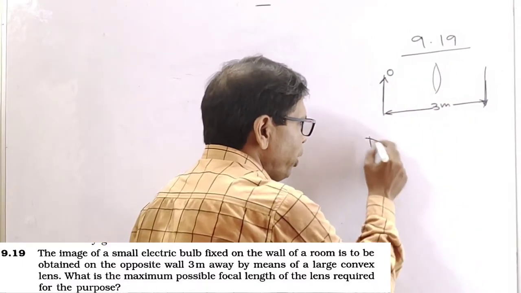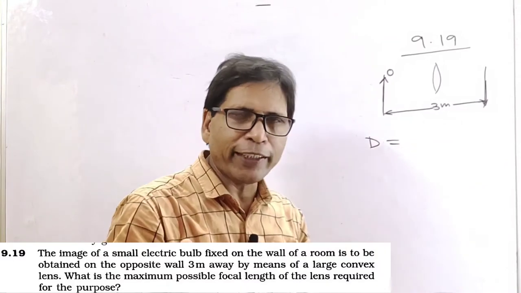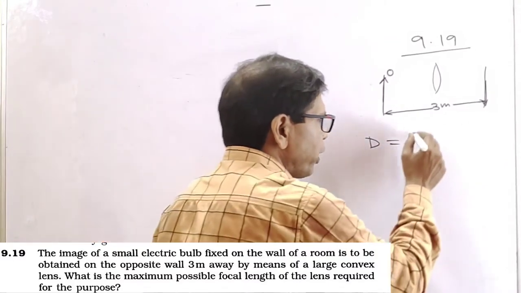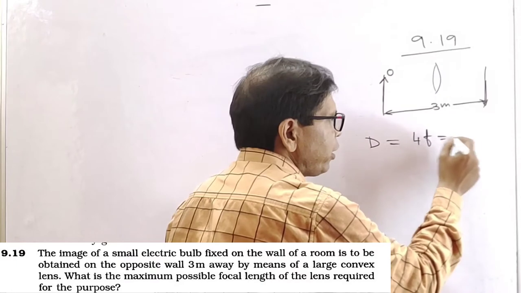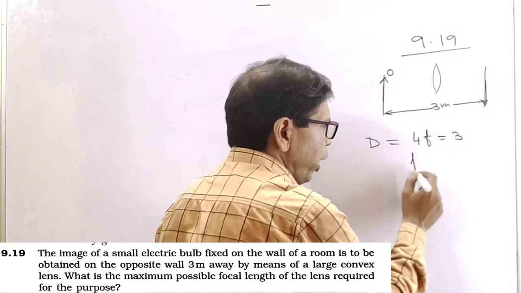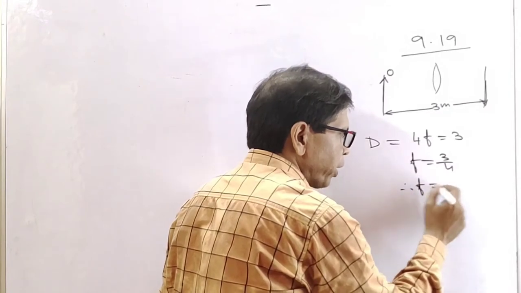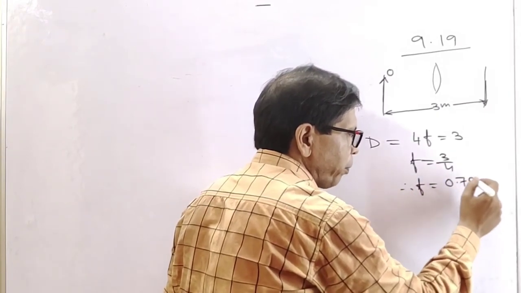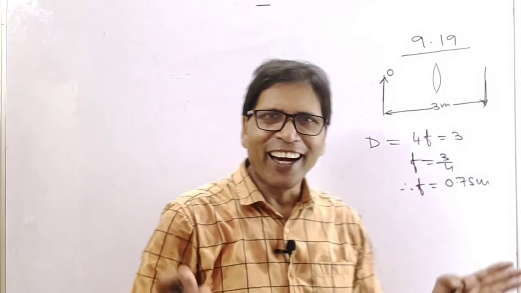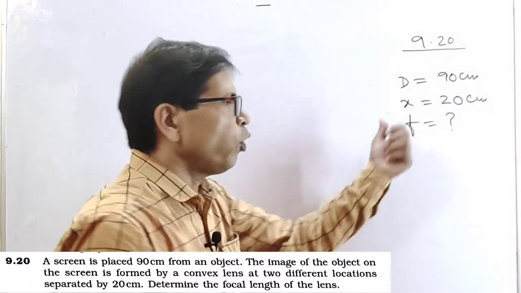We know the minimum distance between object and real image is 4 times the focal length, and this equals 3 meter. So f equals 3 by 4. Therefore, focal length f equals 0.75 meter. Okay, understood? Next.